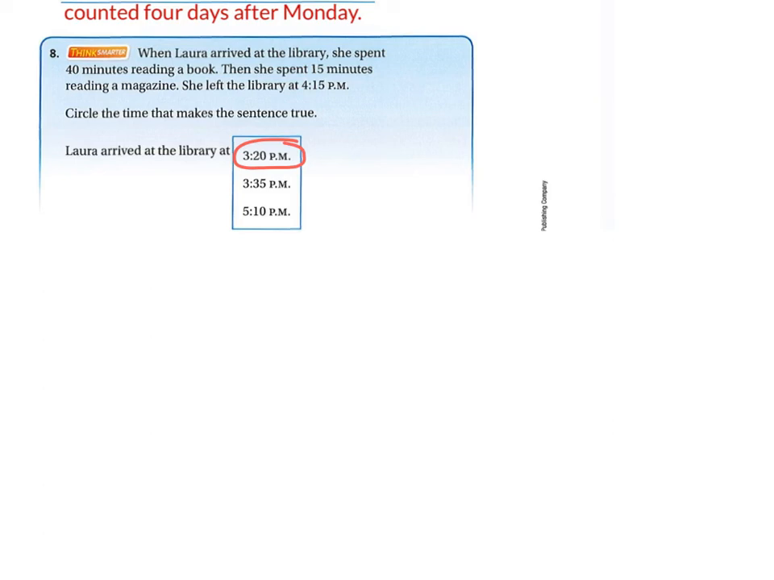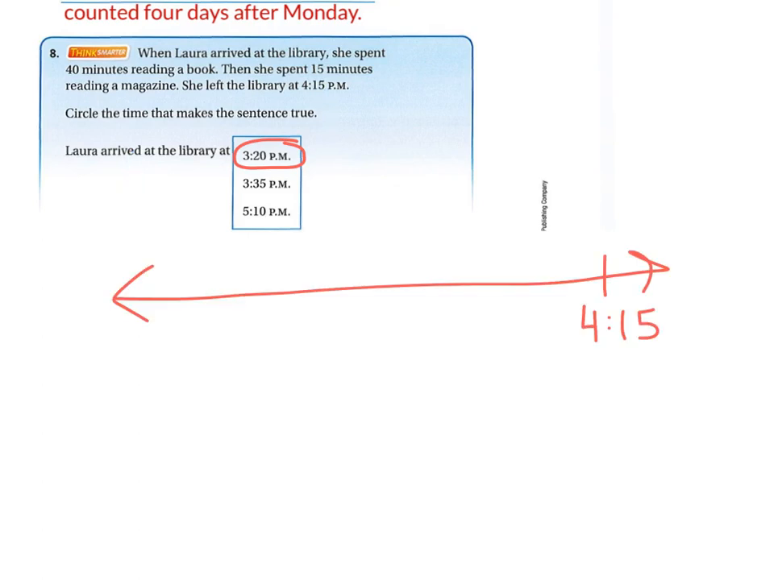Now let's take a closer look at how we got 3:20 p.m. The first thing you should have realized after reading this problem is we know the end time here. We know that Laura left the library. That word left is a clue that this is your end time. She left at 4:15. We want to know what time she arrived.